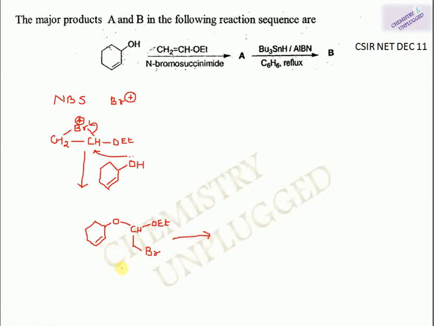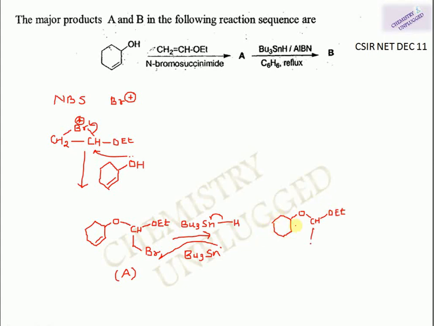Then we are using Bu3SnH in presence of AIBN. It is an initiator, we know that, and benzene as a solvent. So in the first step, this Bu3Sn-H bond will break and we have Bu3Sn radical. And this radical has a strong affinity for halogens like Br. So it will attack on it and this Br radical will be removed, and we have a radical on this carbon.